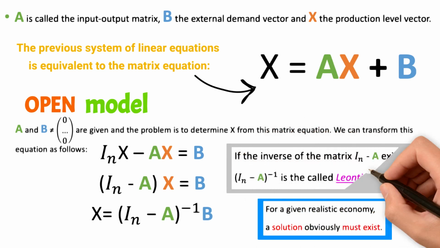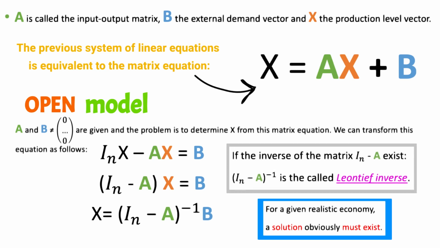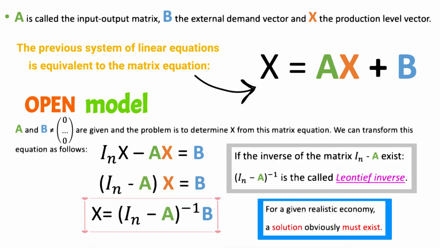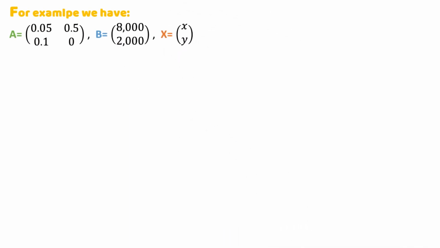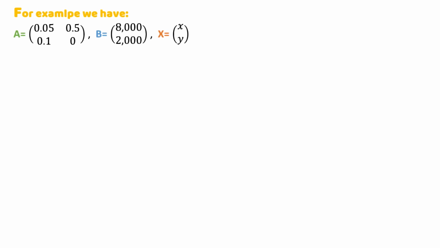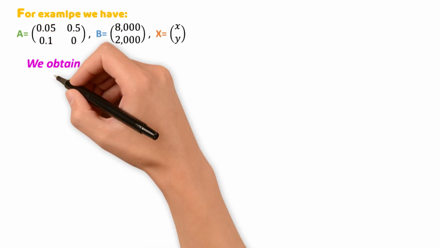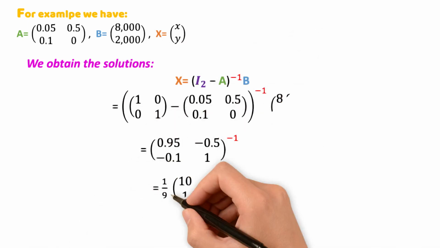If the inverse of the matrix identity minus A exists, then it is called the Leontief inverse. For a given realistic economy, a solution obviously must exist. For example, here we can see that A is a 2 by 2 matrix, B is a 2 by 1 matrix, and X is the X and Y matrix. So we obtain the solutions by computing all the matrix operations.